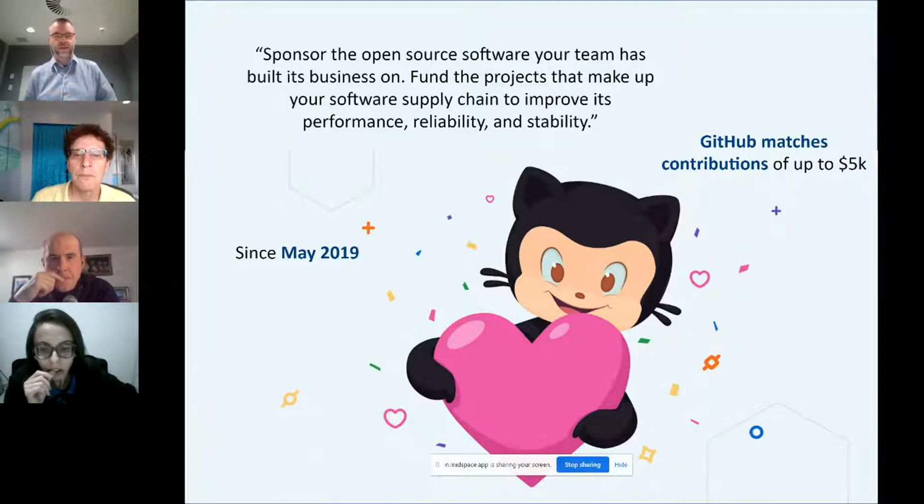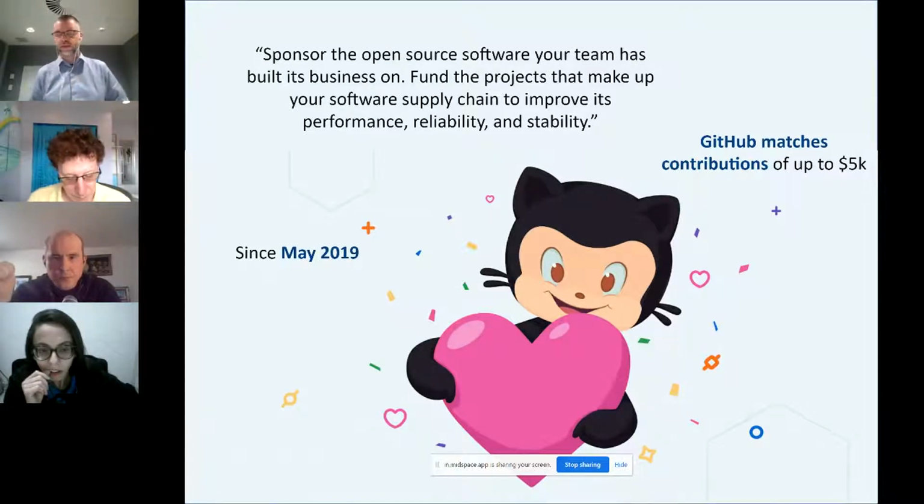GitHub Sponsors has been around since May 2019, and at least as of now, during the first year of your membership of GitHub Sponsors, GitHub matches contributions of up to $5,000. What makes GitHub Sponsors different from other sponsorship mechanisms that are around in the open source world is that with GitHub Sponsors, you can sponsor individual developers rather than projects. So as a member of GitHub Sponsors, you can give donations to any other GitHub users.